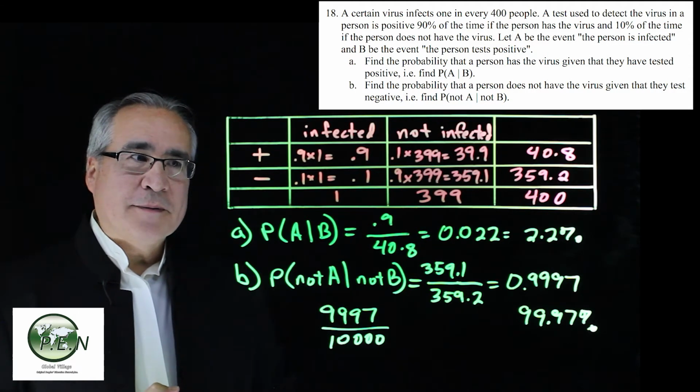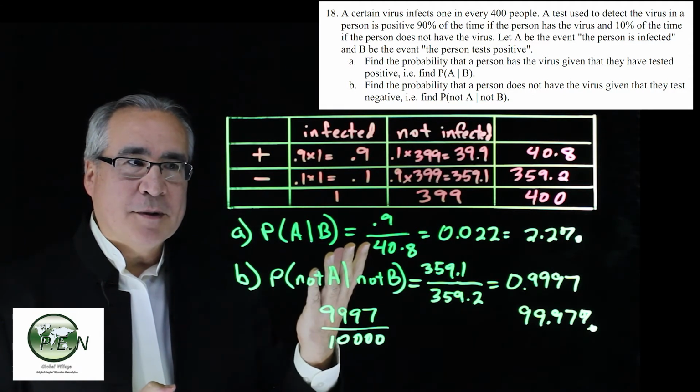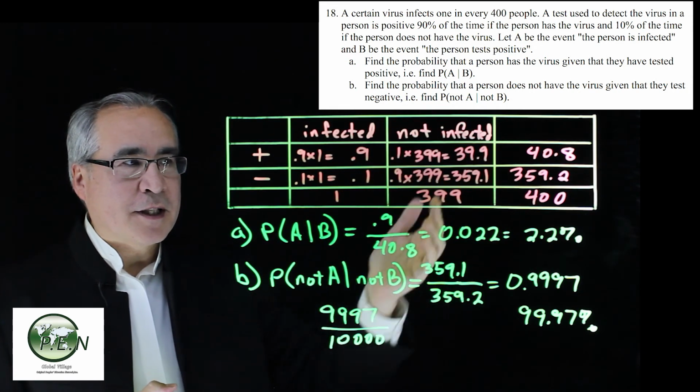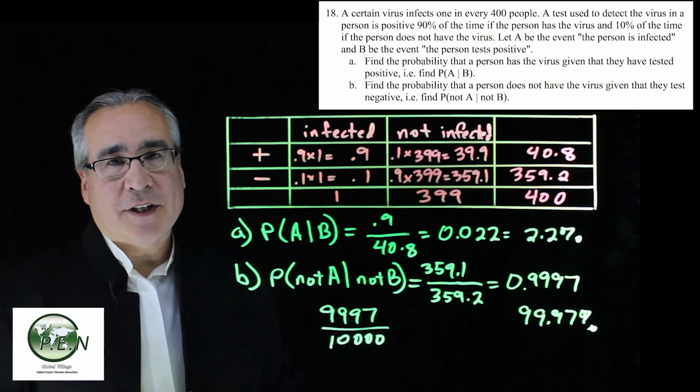So I hope this was helpful. Set up your table, do the counting. You're either dealing with a particular row or a particular column, depending upon your setup.